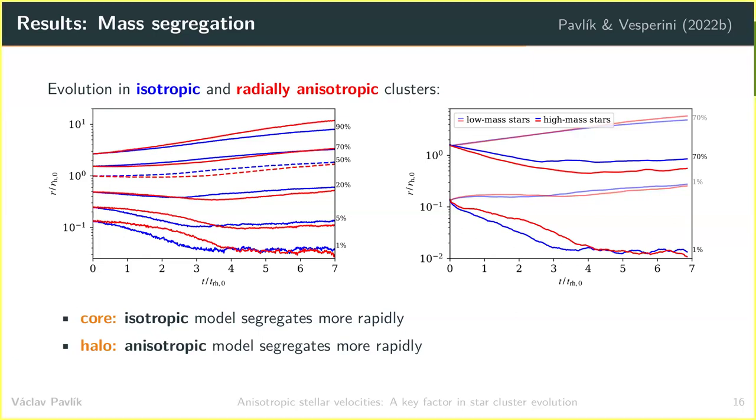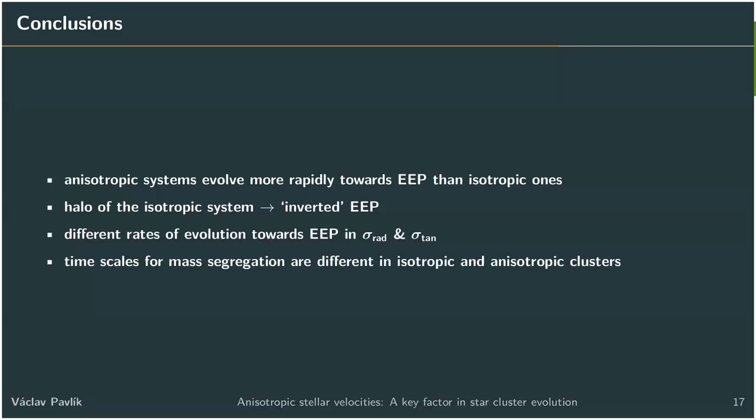And so you have to wait for relaxation processes to kick in and segregate the stars. And in the center, you have, again, some stars that are moving on radial orbits, so they would sort of leave the cluster core, while in the isotropic case, they would just sink in, or a higher percentage of those stars would sink in. So that's the second result I had.